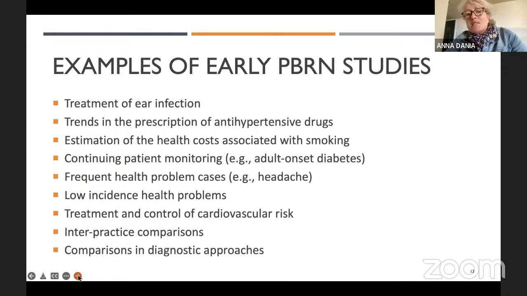So a basic treatment study like ear infections treatment, trends in prescriptions, as an example of antihypertensive drugs, estimation of the health costs associated with some health problem, continuing patient monitoring, for example, when happens the adult onset of diabetes, some frequent health problem cases such as headaches, low incidence health problems like carpal tunnel syndrome, treatment and control of, as I said, common morbidity, common health conditions, inter-practice comparisons, and comparisons in diagnostic approaches.